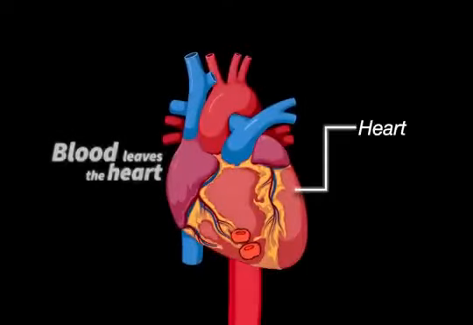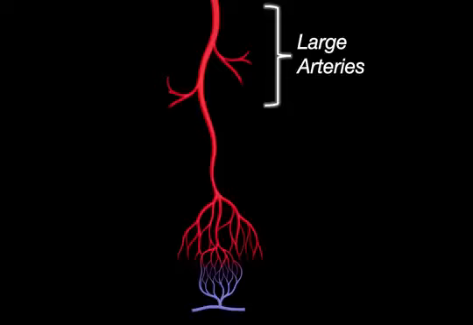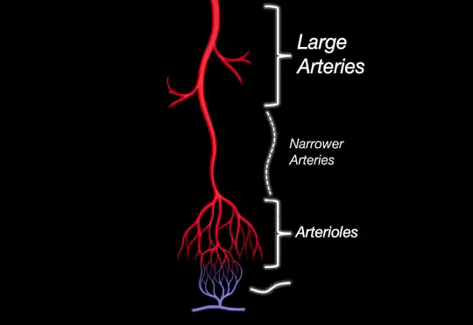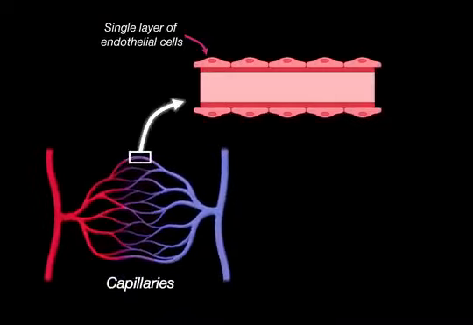Blood leaves the heart and flows into large arteries where pressure is high. These arteries branch into narrower and narrower arteries and then into arterioles until finally becoming capillaries. Each capillary is made of a single layer of endothelial cells with tiny pores between them.